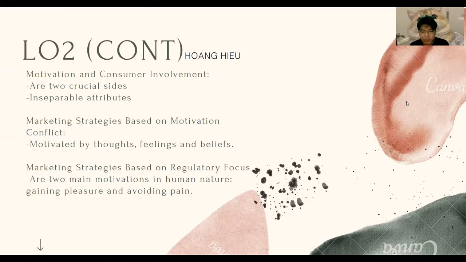Marketers and business developers need to consider this element to reduce the effect of conflict motivation, create value for the consumer, design effective marketing communication campaigns, and generate a profitable solution. And the next part is about marketing strategy based on regulatory focus. Regulatory focus theory posits that there are two main motivations in human nature: gaining pleasure and avoiding pain.